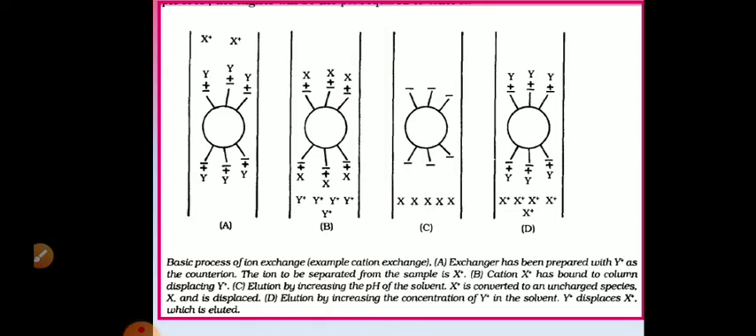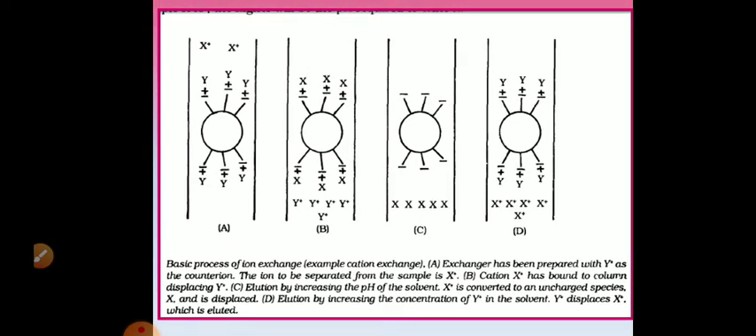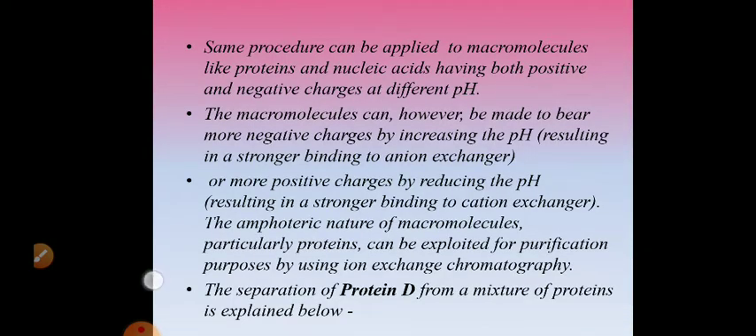Okay. Not only are simple molecules separated, but we can also separate proteins. The same procedure is applied for separation of macromolecules like proteins and nucleic acids, having both positive and negative charge at different pH. See, the macromolecules can be made to bear more negative charge by increasing the pH, resulting in stronger binding to the anion exchanger, or they can be made to acquire more positive charge by reducing the pH so that they are strongly bound to the cation exchanger.